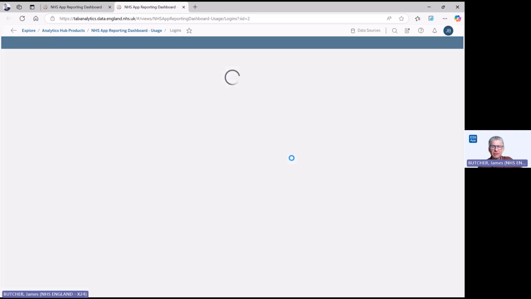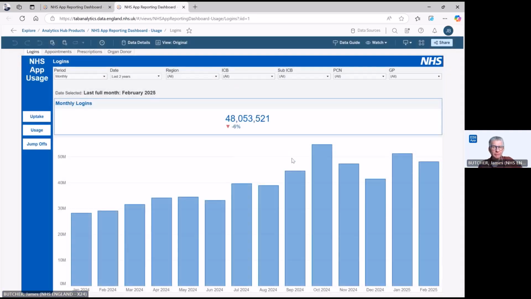And again, could someone give me a shout if that's worked? It has. We can see your NHS app usage. This is great. So this is aggregated logins month by month.